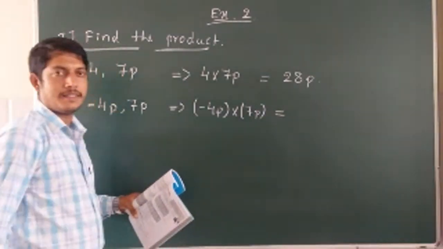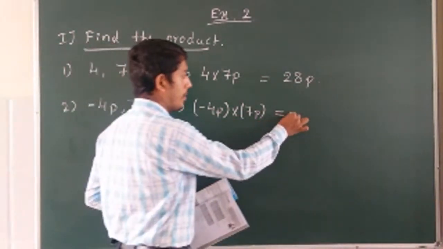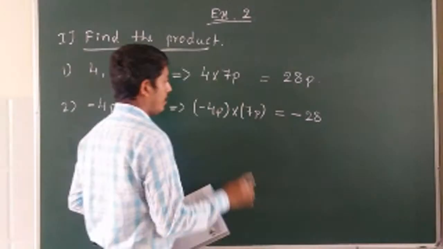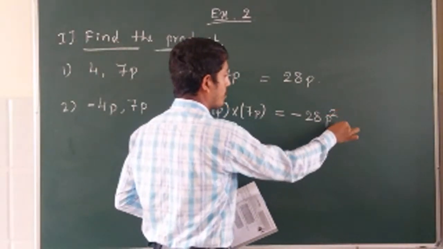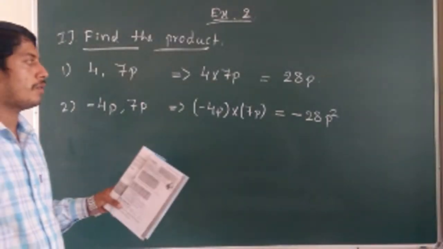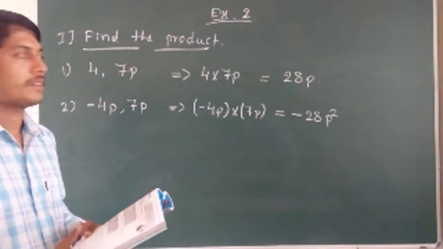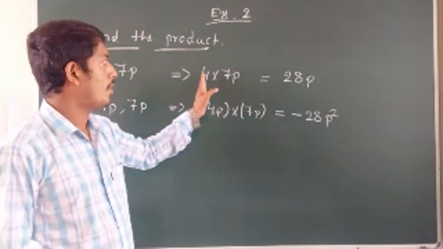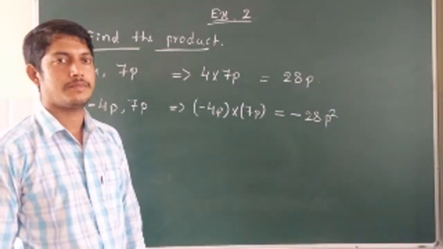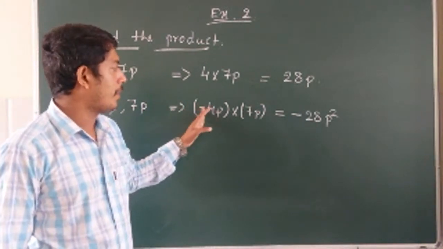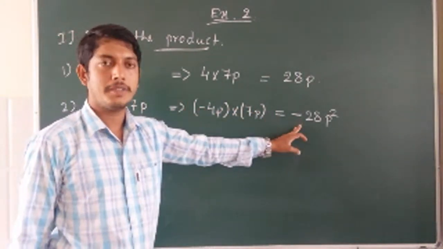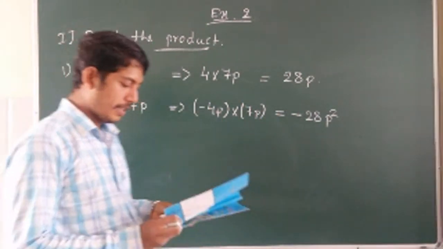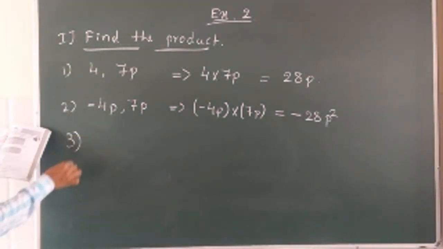First we will multiply the sign. Minus into plus, it becomes minus. 4 sevens are again 28. p into p, it becomes p square. So here p into p does not become 2p, it becomes p square. Here there is directly multiplication, so it becomes plus 4 sevens are 28 into p. Then minus into plus becomes minus. 4 sevens are 28. p into p becomes p square.